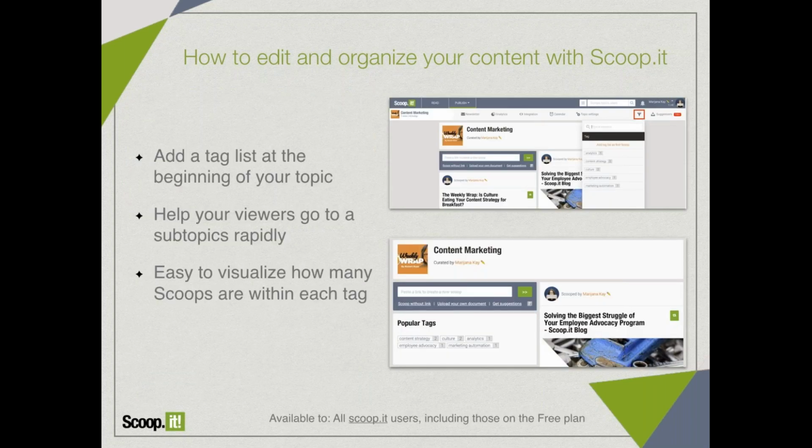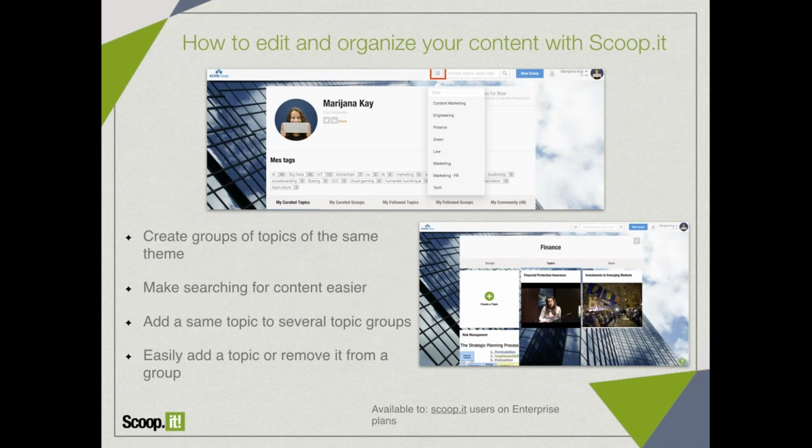You can also add a tag list at the beginning of your topic. Tags are especially useful if you have a fairly general topic. This way your viewers or you can filter by one or several tags to find exactly what they're looking for. You can also have a very quick idea of how many posts per subject you have.